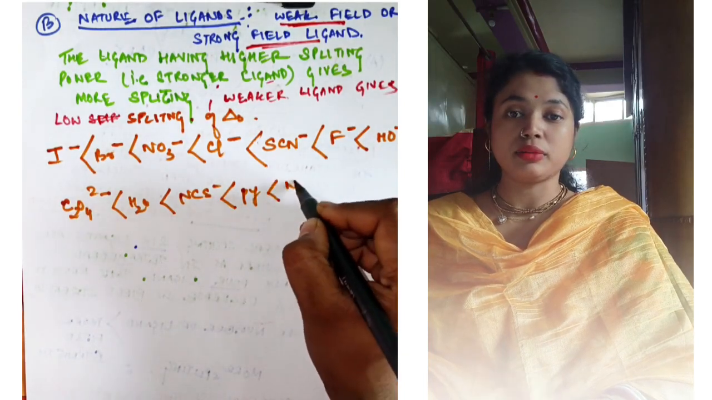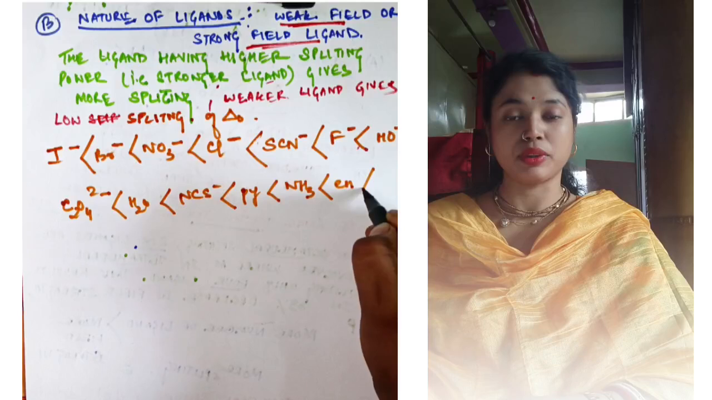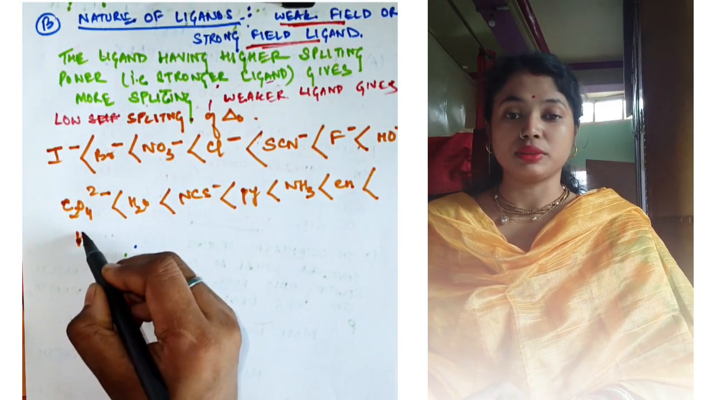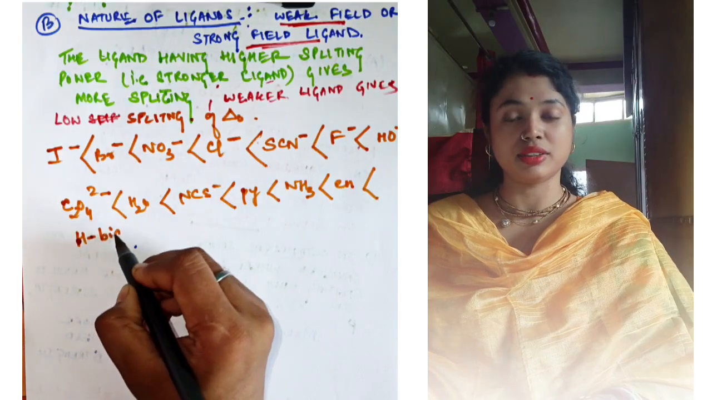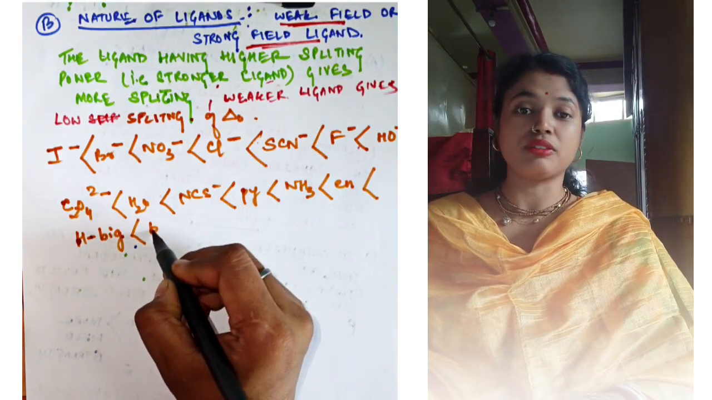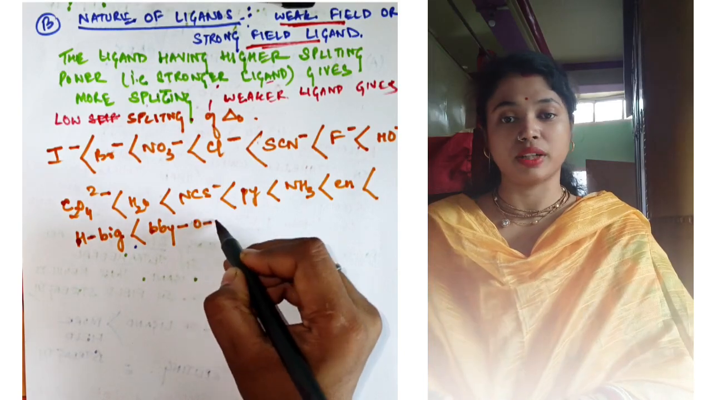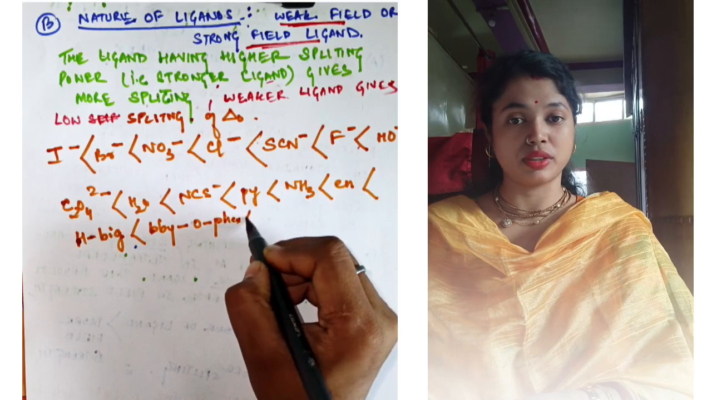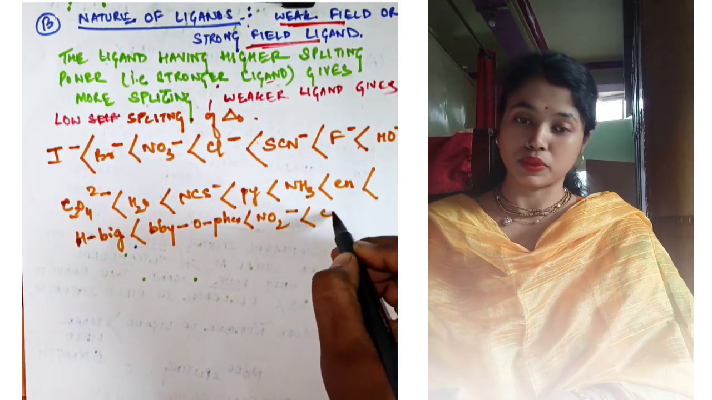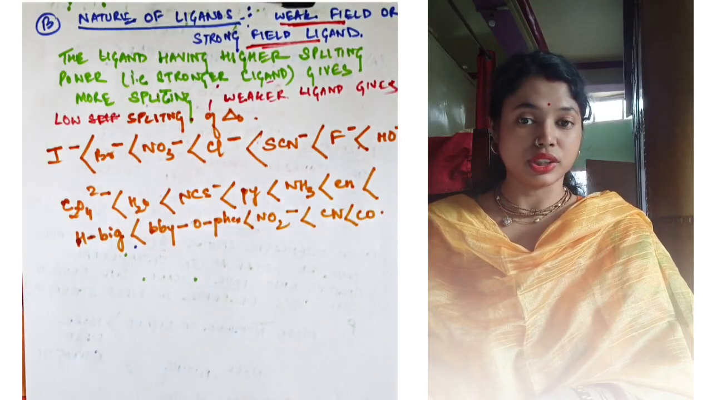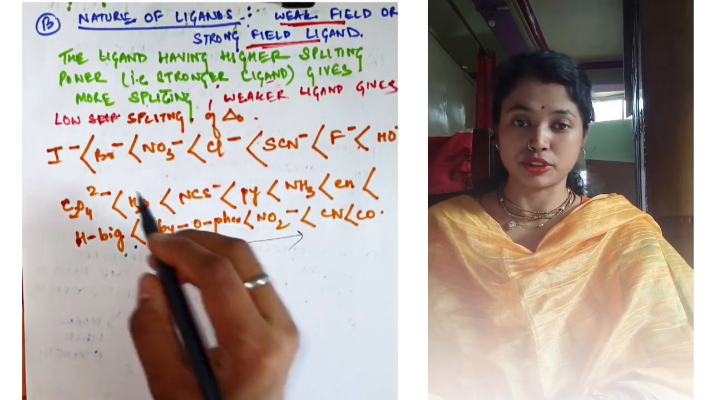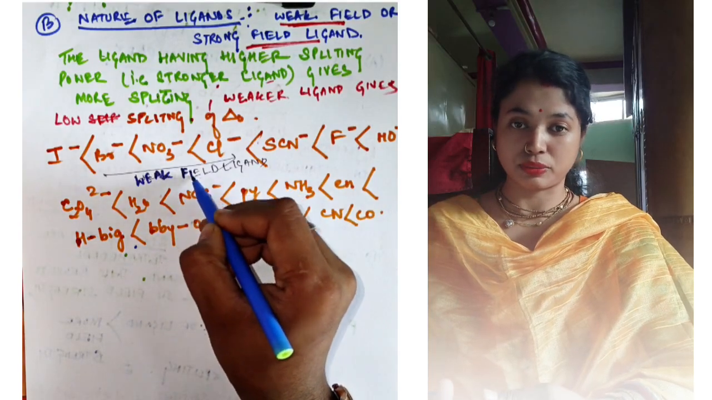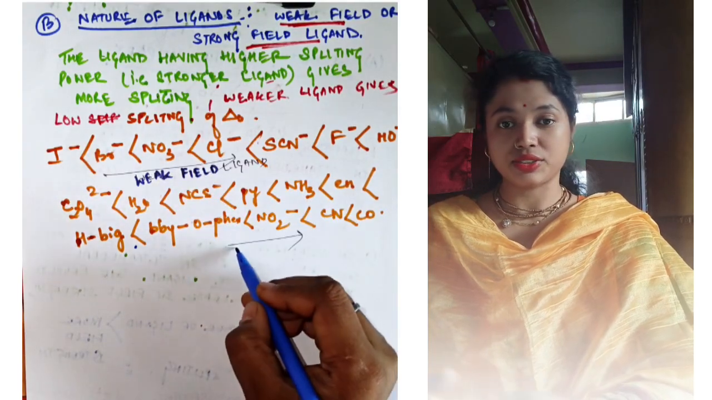PY, ammonia, En. Now we come to the high splitting ligands, which are bidentate or polydentate ligands. These are also called strong field ligands, such as carbon monoxide. So this way, these are the weak field ligands, and these are the strong field ligands.